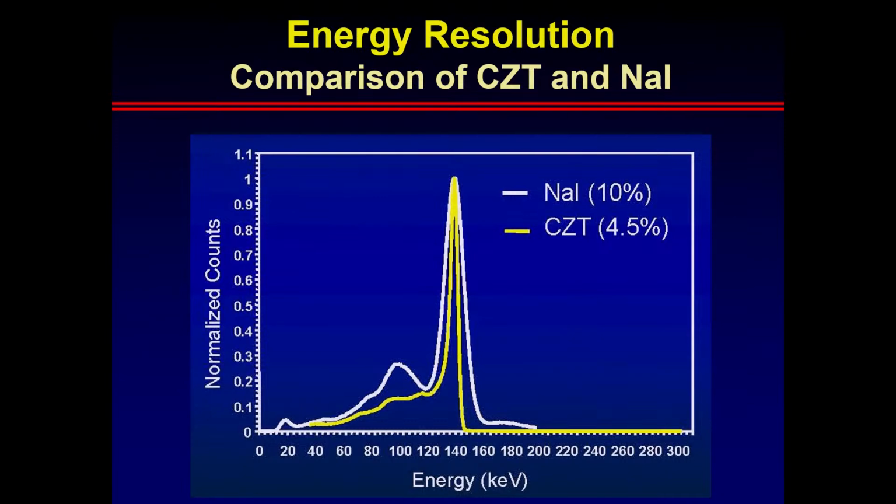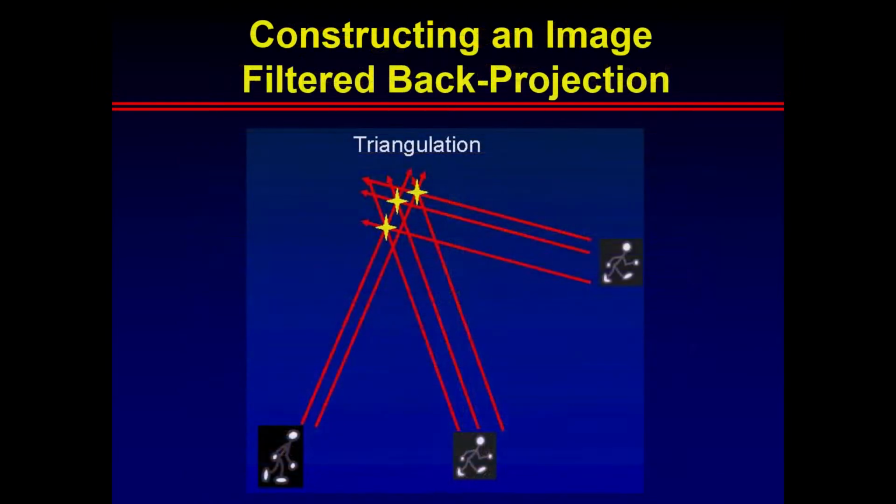And so if you look at sodium iodide and you look at CZT, this is a comparison of that pulse analyzer width. You can see that CZT only has about, its energy resolution is down to about 4.5%, whereas sodium iodide is about 10%. That's quite a big difference in terms of being able to discriminate proper photons from bad photons.